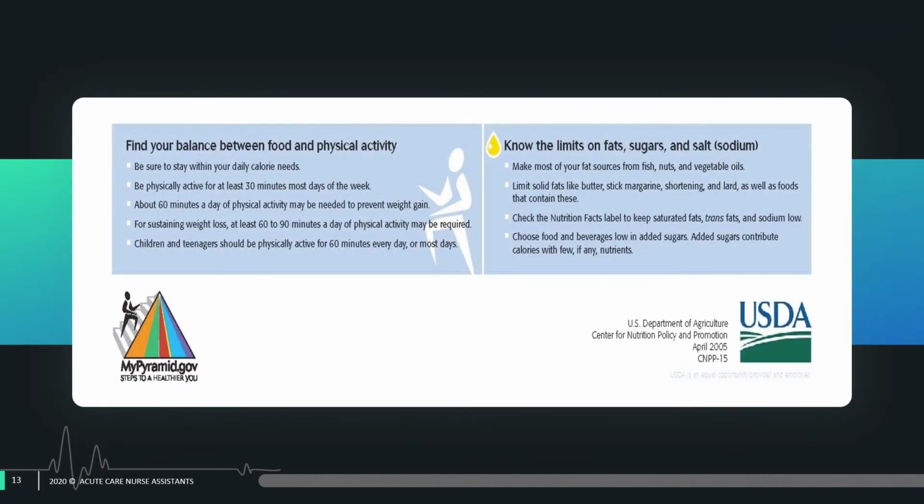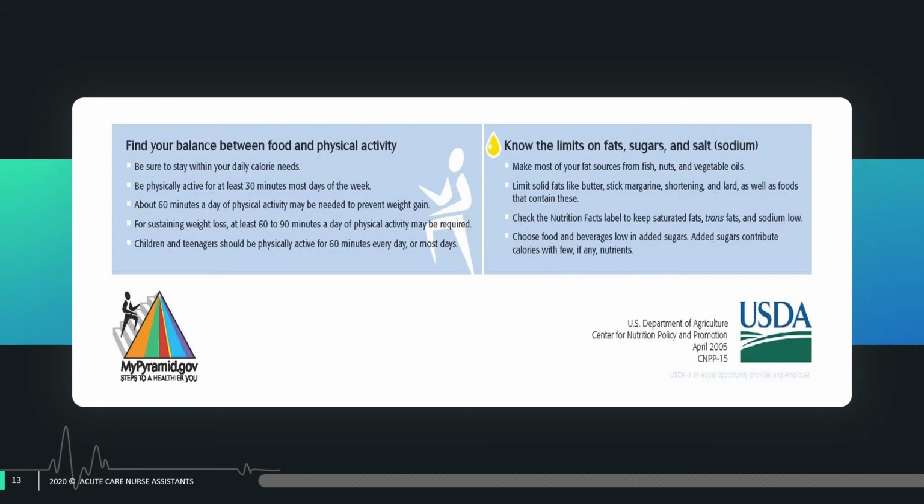Find your balance between food and physical activity. Be sure to stay within your daily caloric needs. Be physically active for at least 30 minutes most days of the week. About 60 minutes a day of physical activity may be needed to prevent weight gain. For sustaining weight loss, at least 60 to 90 minutes a day of physical activity may be required. Children and teenagers should be physically active for 60 minutes every day or most days.